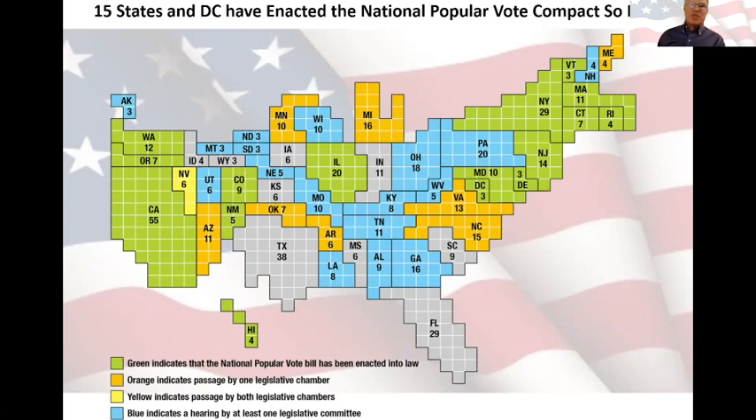Now, if you look at the orange states, those are states where it has already passed one chamber of the state's legislature. And those states comprise 88 electoral college votes, and we only need 74 more electoral votes to join this plan before it goes into effect. So it is quite possible that either those orange states or maybe a different one that hasn't passed it yet could very well enact this in the next 4 years, and the 2024 election could be held under the rules of the national popular vote.